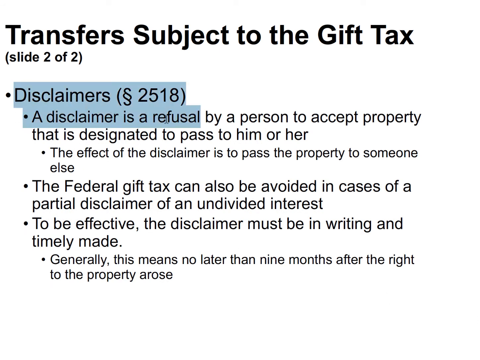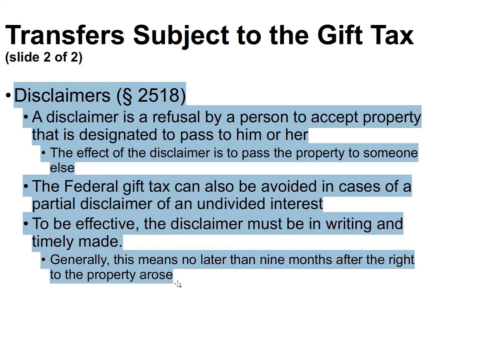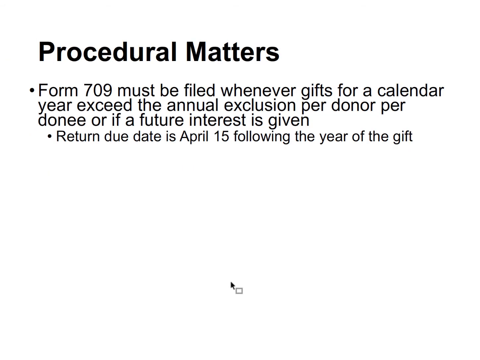Disclaimers. Now, a donee can disclaim property. They don't have to take it. If that's the case, it's going to go to somebody else. It's possible that if a disclaimer is made, the donor may not have to pay gift tax. So the federal gift tax can also be avoided in cases of a partial disclaimer of an undivided interest. It is possible that if something transfers to a person, but then it's disclaimed, it might not be subject to the gift tax. That's very important to understand.